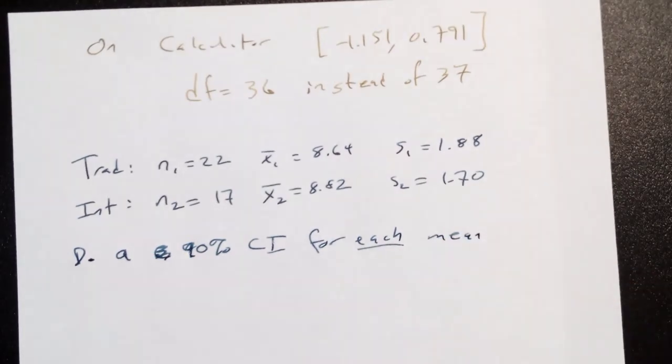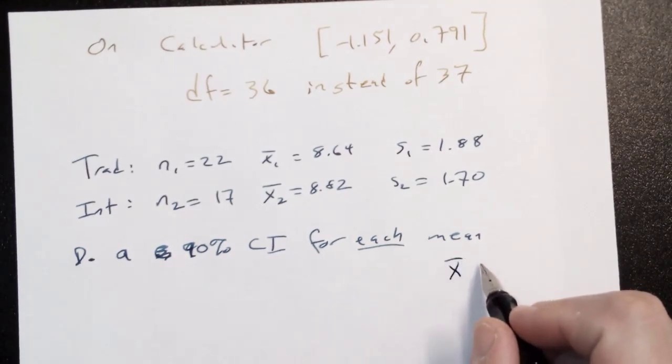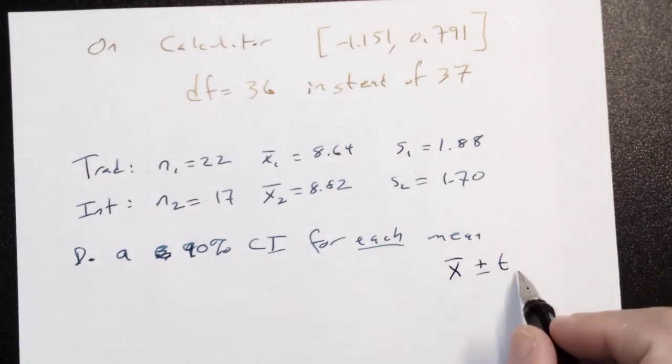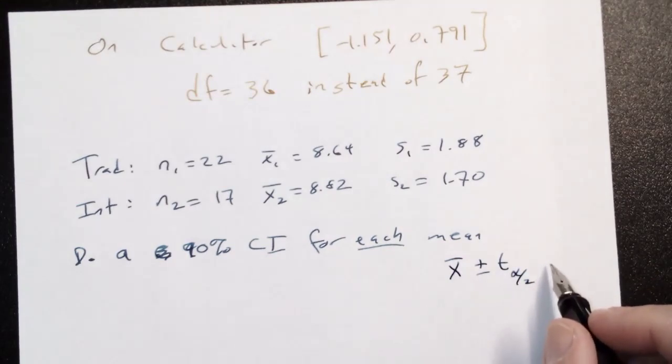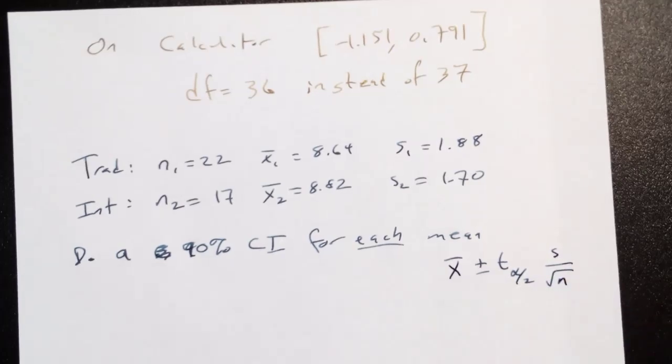Okay, wait a minute. I need a formula for the confidence interval for each mean. All right, wait a minute. For a mean, that's X bar plus or minus T alpha over 2 times S over square root n, our standard error.